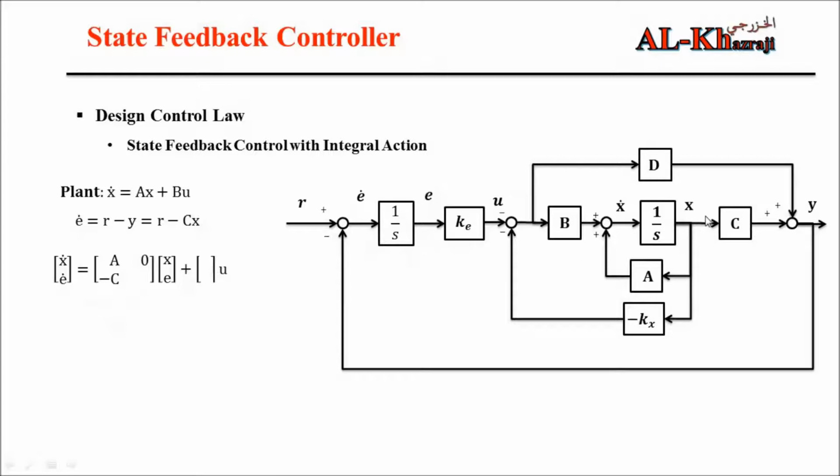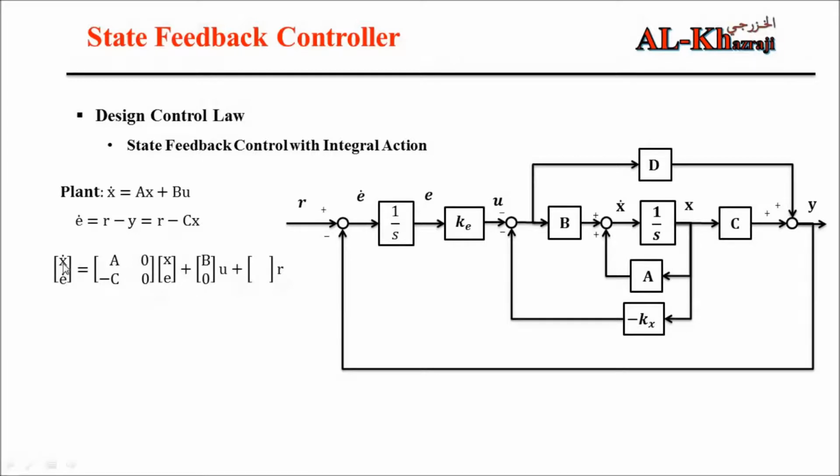So there's no feedback like here, where you have X feedback with A to the X dot. We don't have any feedback, so it's 0. The relationship between X dot and U is B. But between E dot and U, there is no relationship, so it's 0. Now we have a new term, which is R. So we have to put R also.